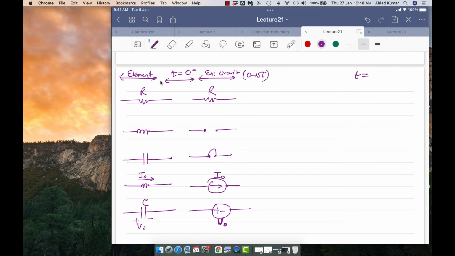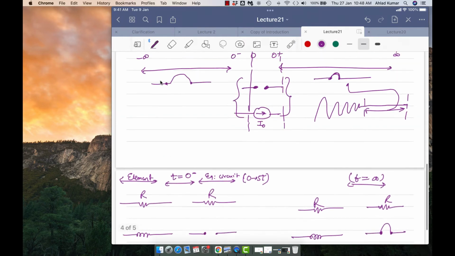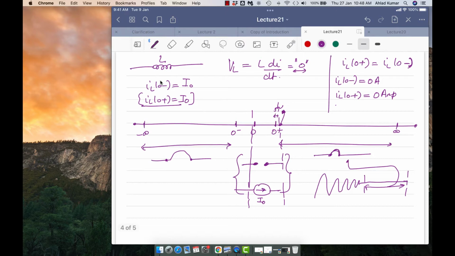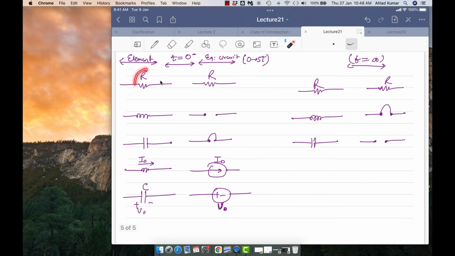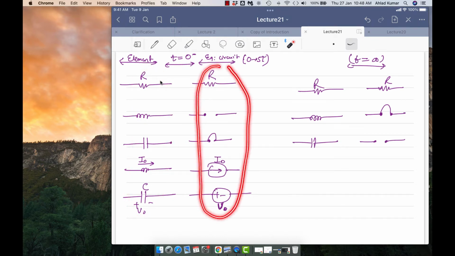And at time t equal to infinity, if you want to look at what the resistor will look like, it will look like a resistor only, and the inductor will be replaced by a short circuit, and the capacitor is replaced by an open circuit. So these are the states. I have discussed it in a different format, but this is just the summary of how the elements will look when they undergo transient analysis.